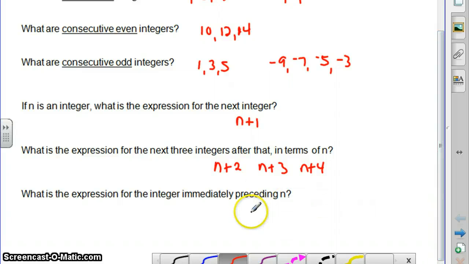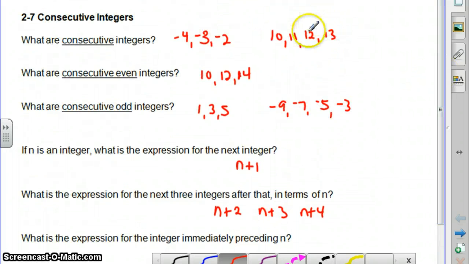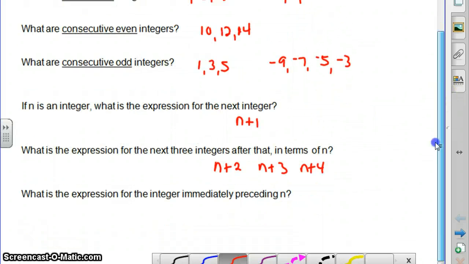And then what about the integer immediately preceding a specific integer? Well, the integer immediately preceding 13 is 12, so we have to go back 1. So instead of adding 1, if we're talking about the integer immediately preceding, we say n minus 1. Alright, let's take a look at some examples.